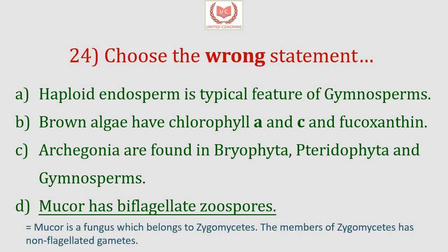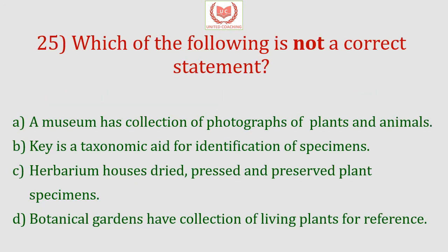Mucor is a fungus which belongs to the class Zygomycetes. The members of Zygomycetes have non-flagellated gametes. Our next question is which of the following is not a correct statement? Options are a museum has a collection of photographs of plants and animals. Key is a taxonomic aid for identification of specimens. Herbarium houses dried, pressed and preserved plant specimens. Botanical gardens have collection of living plants for reference.